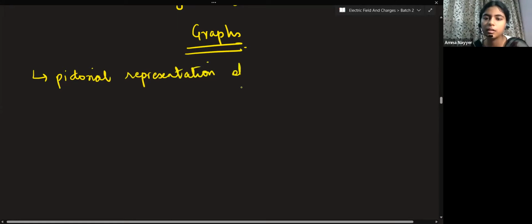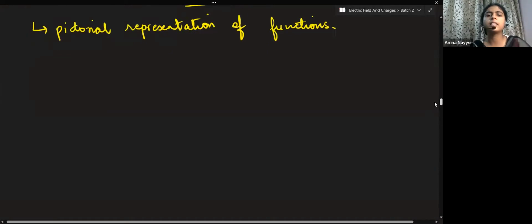Okay, what are graphs? Graphs are basically what you have studied. We have the same graphs. Graphs are only pictorial representation of any function. If you have to represent variation of two quantities, how a quantity is dependent on the other quantity, that's where we use graphs. So graphs are pictorial representation of function, any functions.